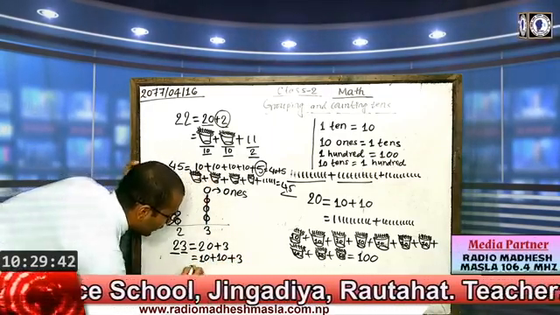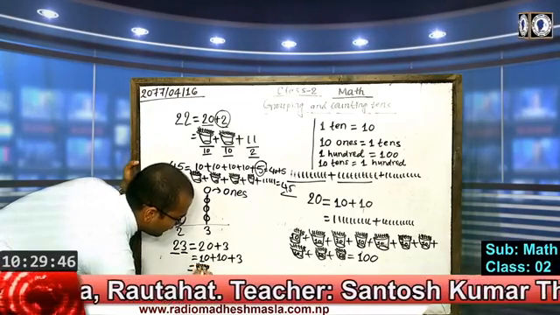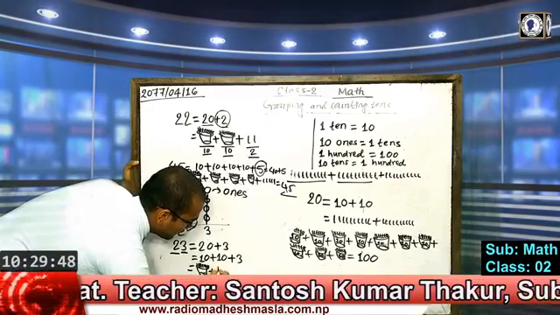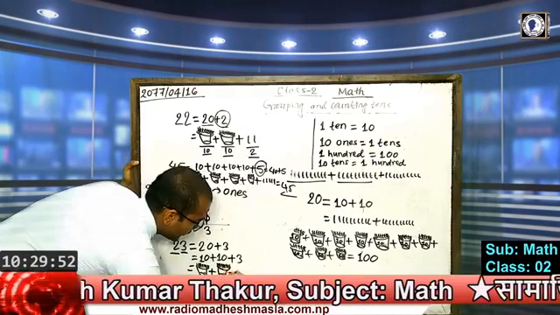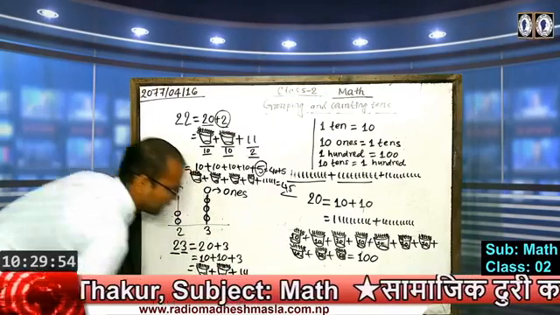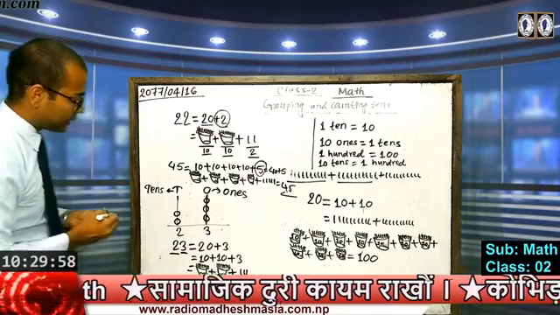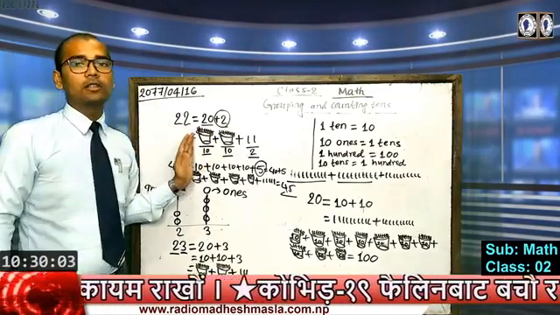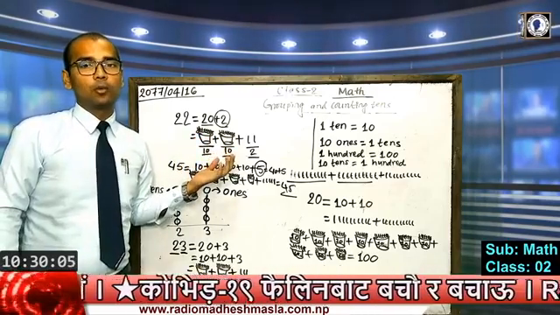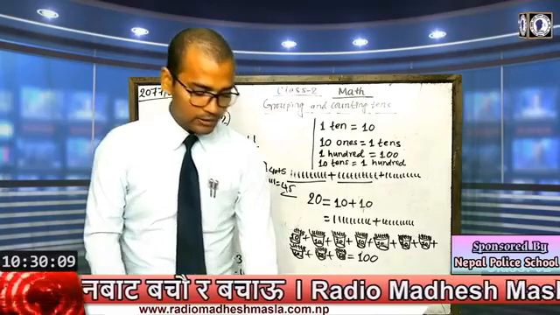20 means 1 2 3 4 5 6 7 8 9 10 plus 1 2 3 4 5 6 7, that means 2 bunches of tens and 3 ones. In this way we can separate this number or count the number of ones from the grouping of tens. I hope you are understanding it.